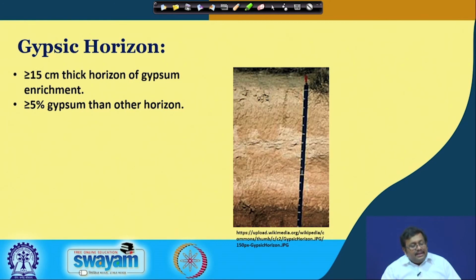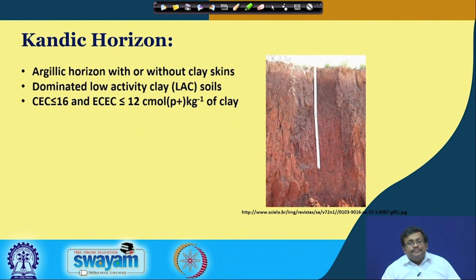The next one is called gypsic horizon. Obviously, it is greater than 15 centimeter in thickness and shows the accumulation of gypsum, and this horizon basically contains higher gypsum content, at least 5% more gypsum than the underlying soil or other overlying soil horizons.